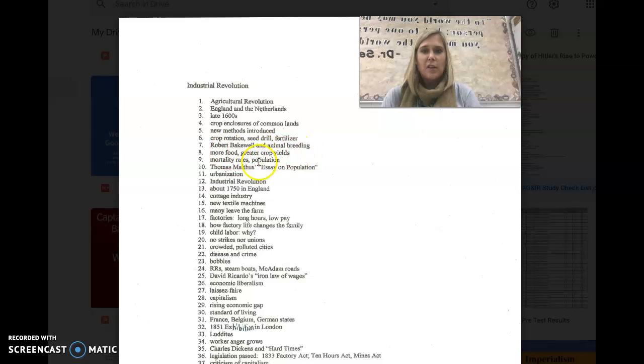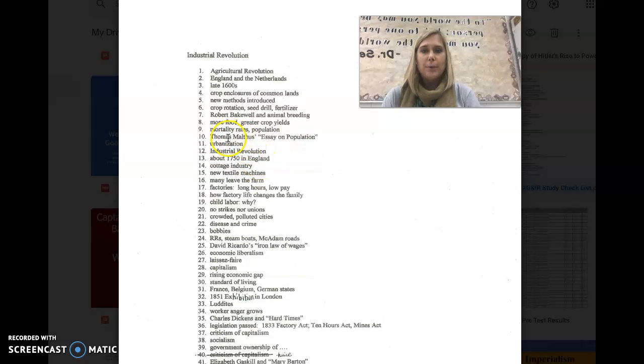Okay, this number 7, self-explanatory. Y'all can look that up in your notes. For number 8, more food is the same thing as greater crop yields. This was made possible thanks to crop rotation. You no longer have to leave part of your land fallow or unplanted because of the new technique of crop rotation. So that means more food in the long run, which is greater crop yields. That means more is being produced.